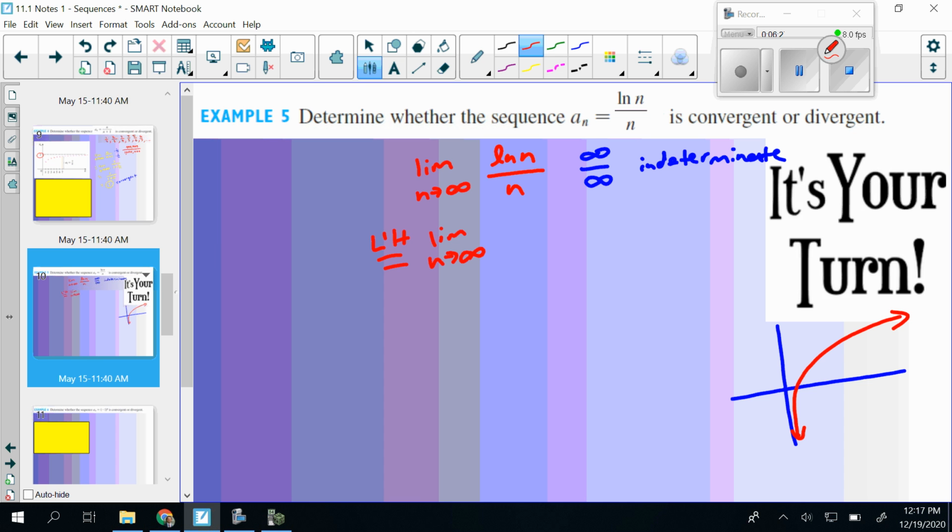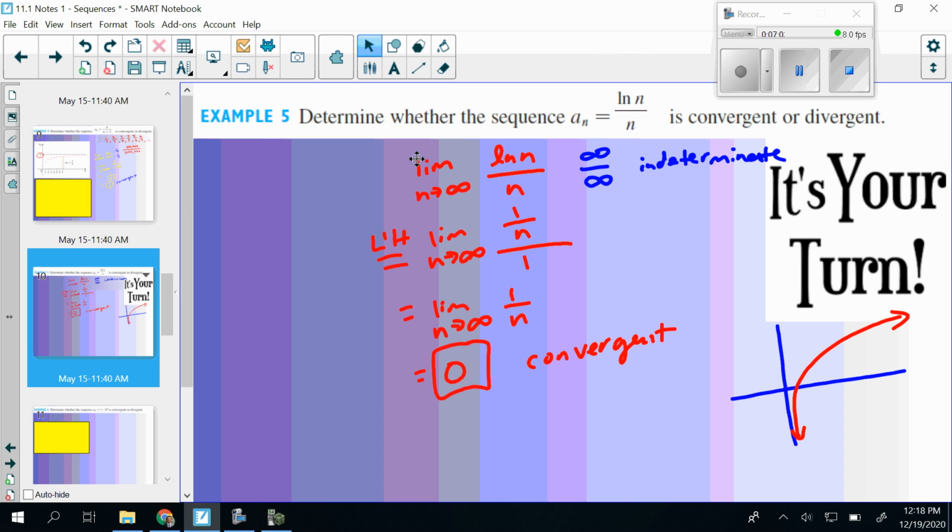So the derivative of the top would be 1 over n. Derivative of the bottom would be 1. So now this is just the limit. If we got over 1, we don't need to write that. It was just this. And what is that going to equal as n goes to infinity? That one's going to 0. So this one is a convergent sequence. All the numbers in this one are going to keep getting closer and closer to a value of 0.